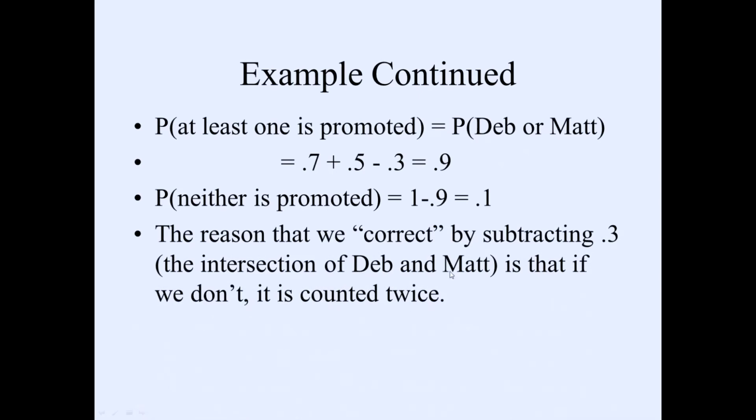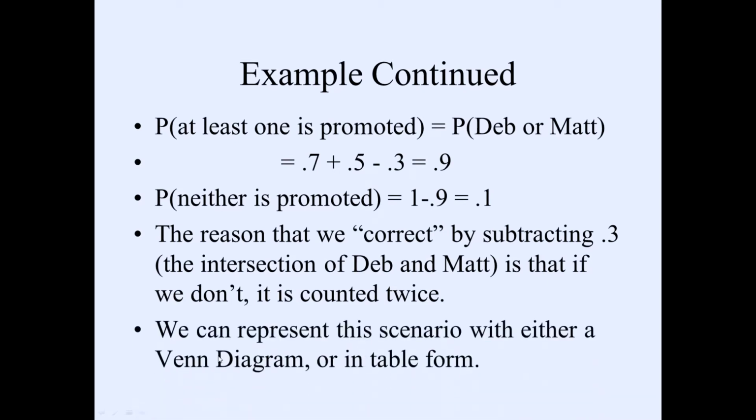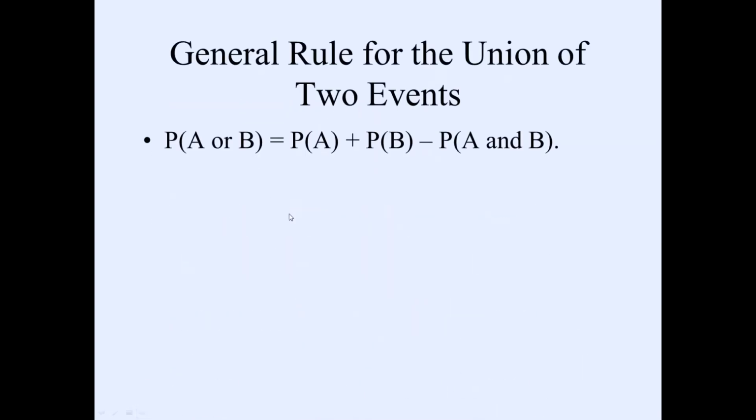And don't forget, the reason we have to do this correction of subtracting 0.3 is because 0.3 is part of this number, 0.3 is part of this number. It's being counted one time too many, so we just take that one extra one out. And that's it. It's as simple as that. We did the Venn, we did the table. And, all right, so here is your general rule.